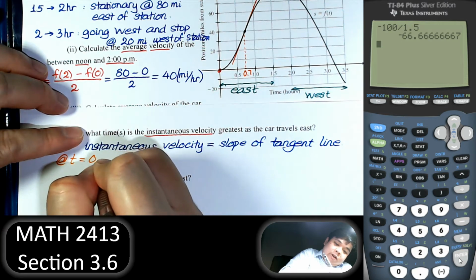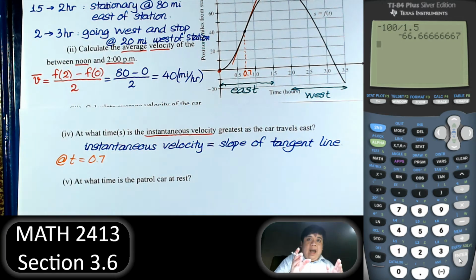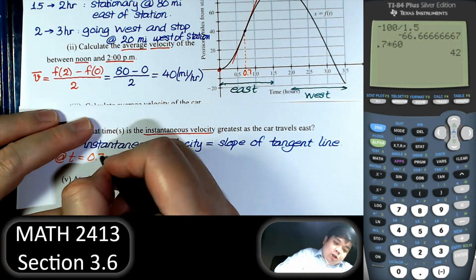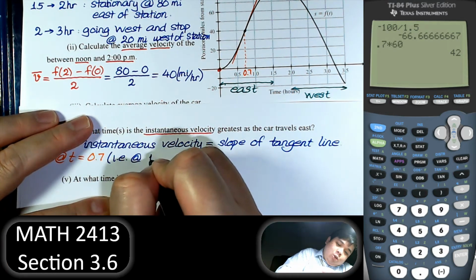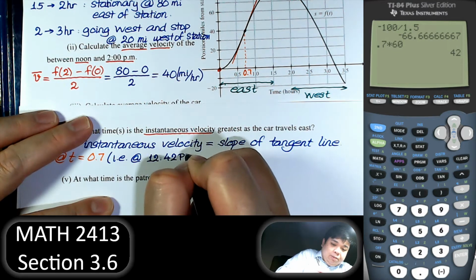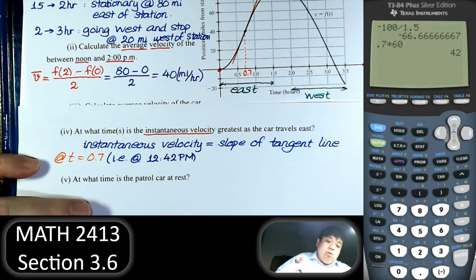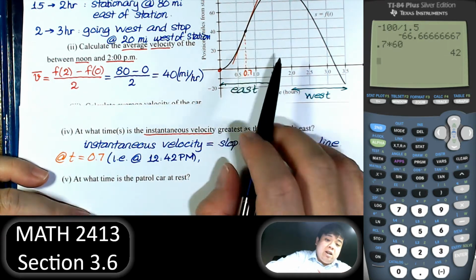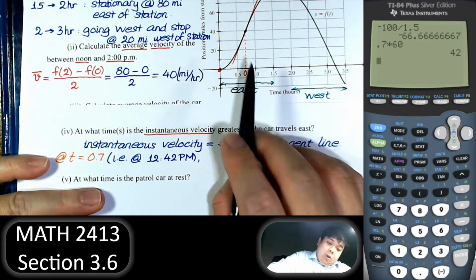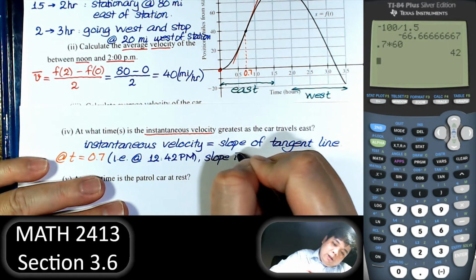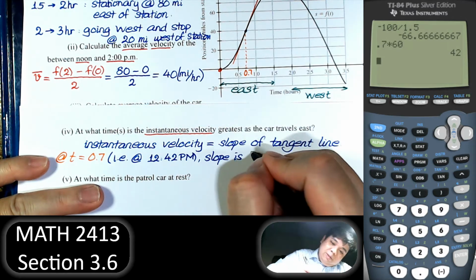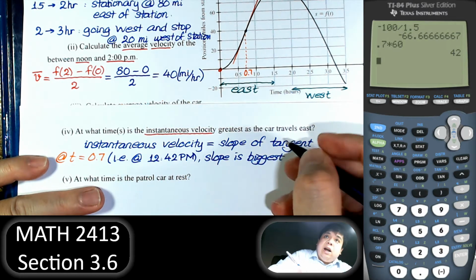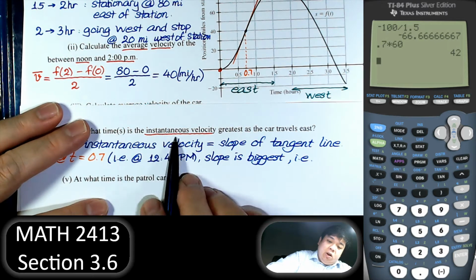at t equal to 0.7. Of course, that is 0.7 hours afternoon, and 0.7 times 60 minutes is 42 minutes. So at t equal to 0.7, meaning that at 12:42 p.m., 42 minutes afternoon, the car, approximately, we don't have the function to find that, but at that point, the slope is the greatest. Is the biggest. Meaning that instantaneous velocity is the greatest.